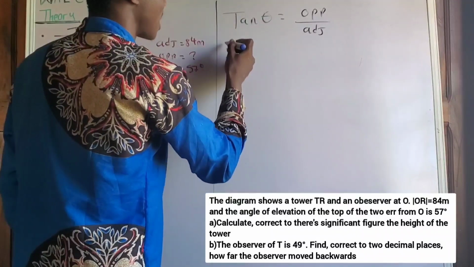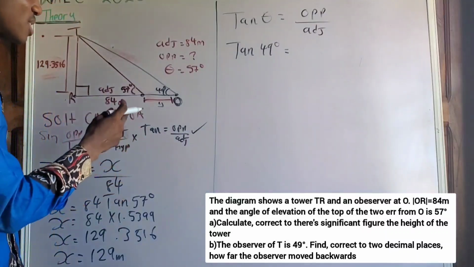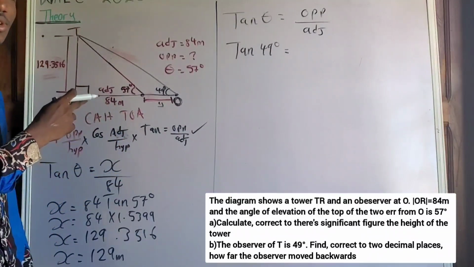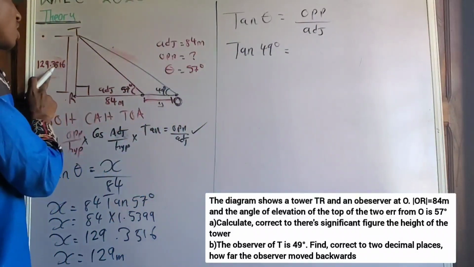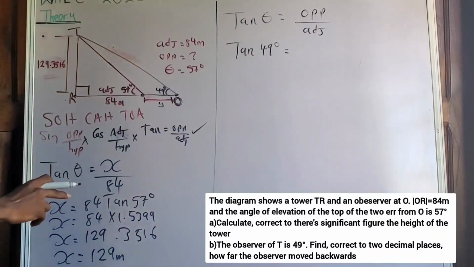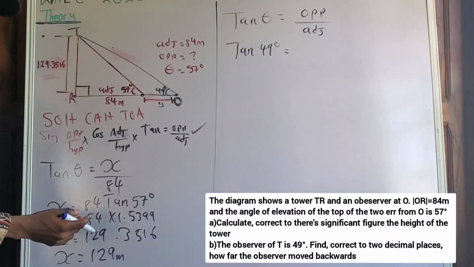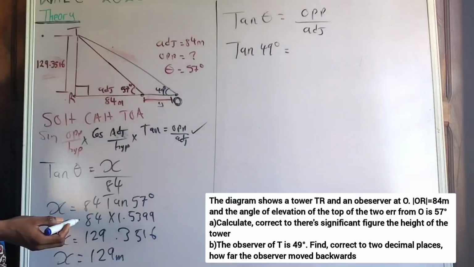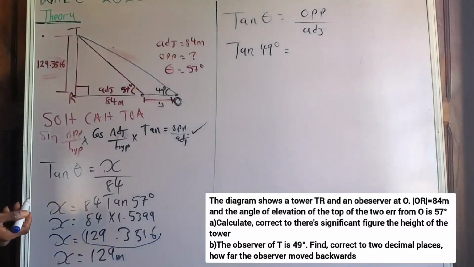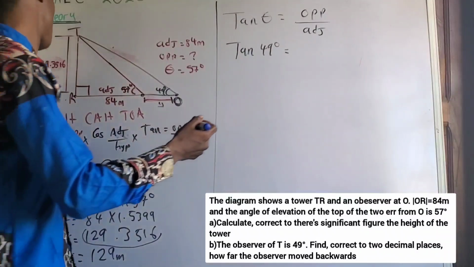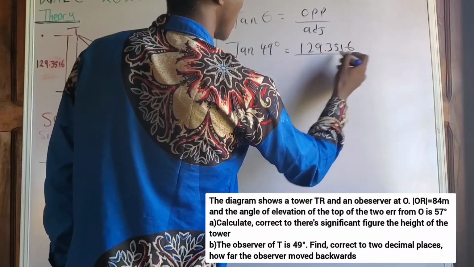The opposite is 129.3516. So I'm going to have tan 49 degrees. Don't forget that the angle of elevation now is 49 degrees. It is no longer 57 degrees. So tan 49 degrees equals the opposite, 129.3516. The reason why I don't want to make use of the approximated value is because I don't want my answer to be affected. So I make use of the unapproximated value of the height, which is the opposite. So I have 129.3516 all over the adjacent.